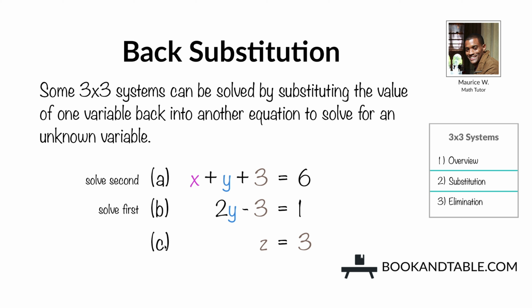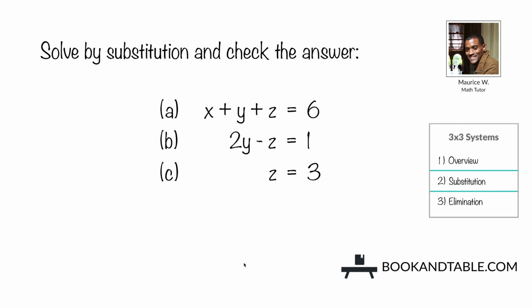So for back substitution, you take the equation that provides the value of one variable and you substitute that value into the equation that has only two variables, the variable you were being given being one of them. And then you take those two variables and you plug them into the equation that has all three variables. And by the end of that process, you'll have the values for all three variables. So let's take this system and solve it step by step. You'll be asked to solve by substitution and check the answer. Equation A, x plus y plus z is equal to 6. Equation B, 2y minus z is equal to 1. In equation C, z is equal to 3.